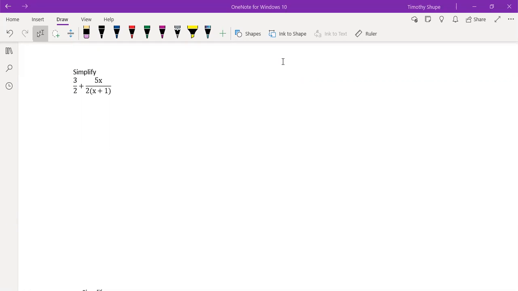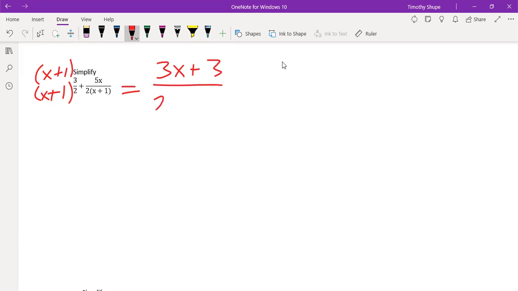So in order to add these together, we need to make sure that we have both of those factors the same. So we need to multiply this first fraction by that missing factor of x plus 1 in both the numerator and the denominator. When we do that, I'm going to distribute the 3 into the numerator. So I get 3x plus 3 over 2 times the x plus 1. And then add that to what we already had, 5x over 2 times the x plus 1.